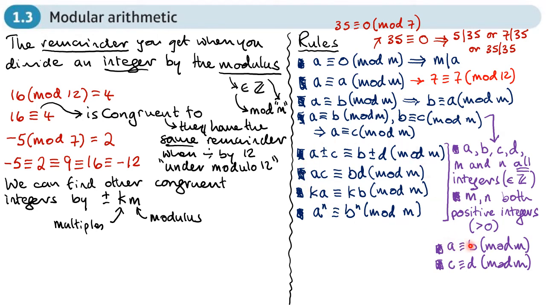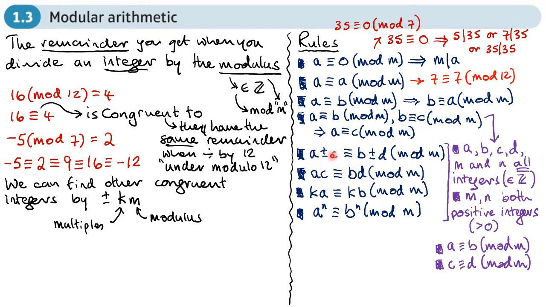So A and B are congruent, C and D are congruent. All of the letters here, A, B, C, D, M and N, are integers. In particular, M and N are both positive integers. In other words, the modulus is only going to be a positive integer, and here n, the powers, are only going to be positive whole number powers, so no fractional powers, no negative powers.